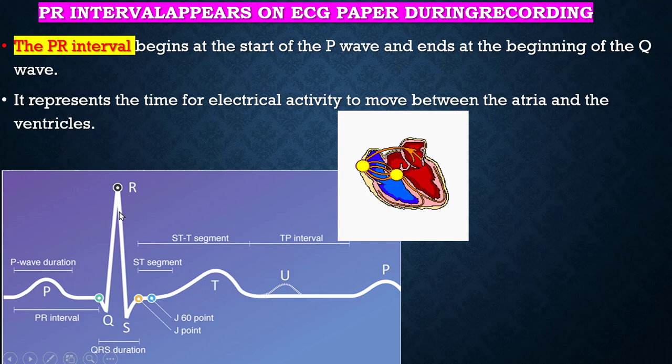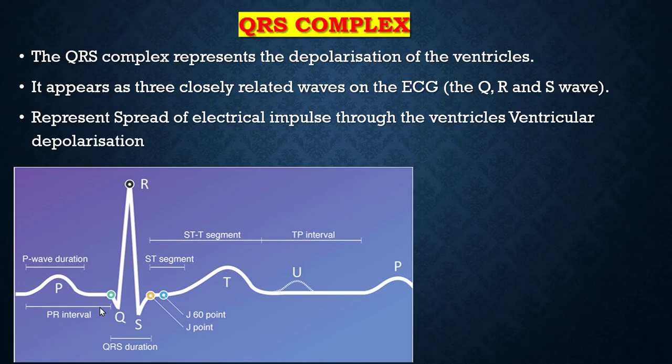QRS complex. The QRS complex represents the depolarization of the ventricles. It appears as three closely related waves on the ECG. The Q, R, and S waves represent the spread of electrical impulses through the ventricles, causing ventricular depolarization. This is the QRS complex, and when the ventricle is depolarized, this complex appears on the ECG graph.